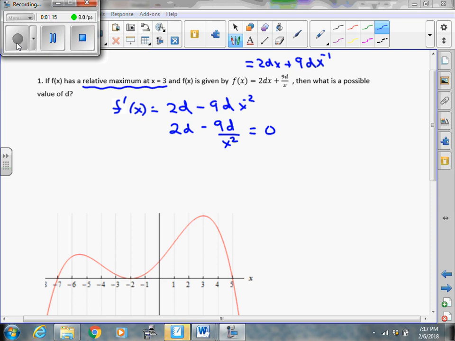Now I'm thinking, well, I got a fraction there, so I could get a common denominator. But wait a minute. If I have a max at x equals 3, that means there's got to be a critical point there, which means all I have to do is plug in the x right there, because maxes and mins occur at endpoints or crit points. And they're telling me that x has to be 3 because there's a max there. So let's plug it in.